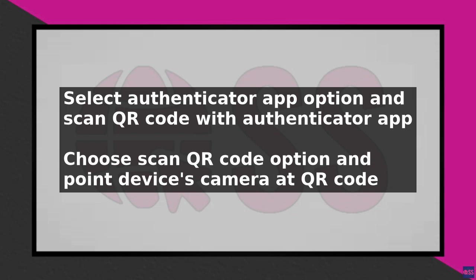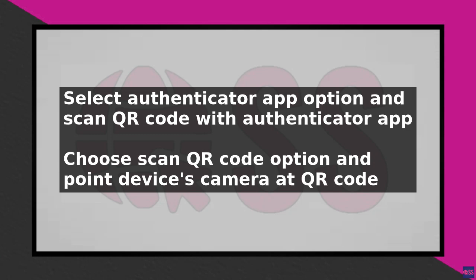Open your authenticator app, such as Google Authenticator or Authy, and select the option to add a new account. Choose the Scan QR code option and point your device's camera at the QR code displayed in the Robinhood app.